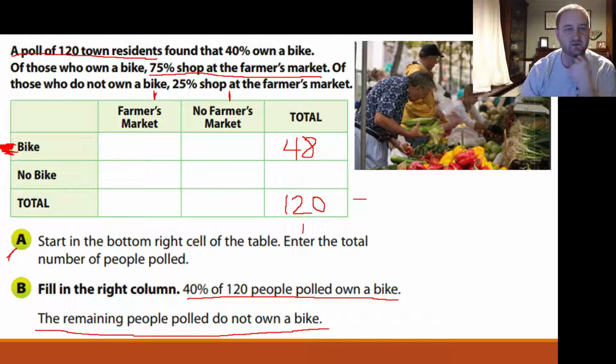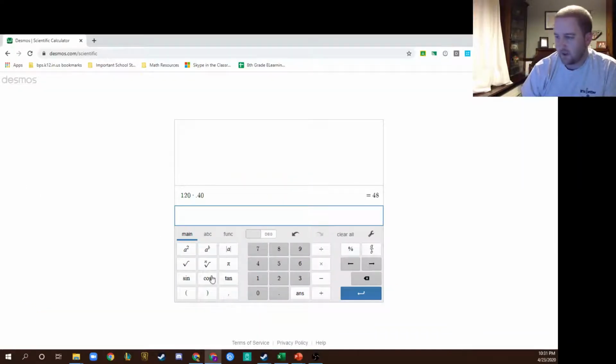75% of those people shop at the farmer's market. Okay, so there's 48 people that own a bike here. We want 75% of those people. So again, we're going to come over here to our calculator, and we're going to take 48 times 75%, so we're going to put in 0.75. And we see we get 36.